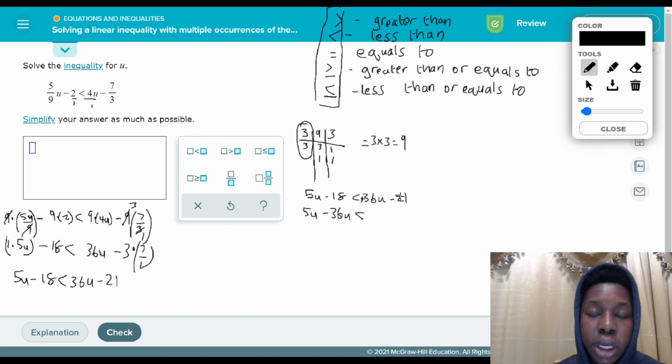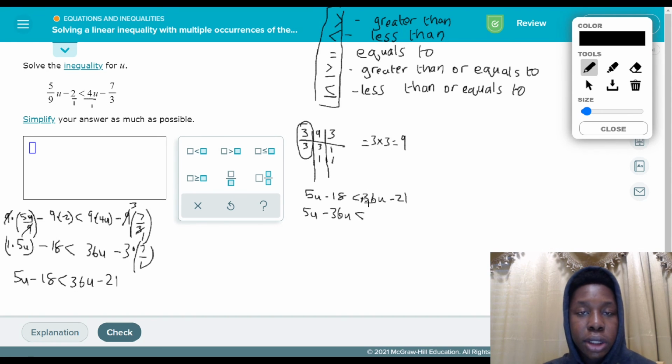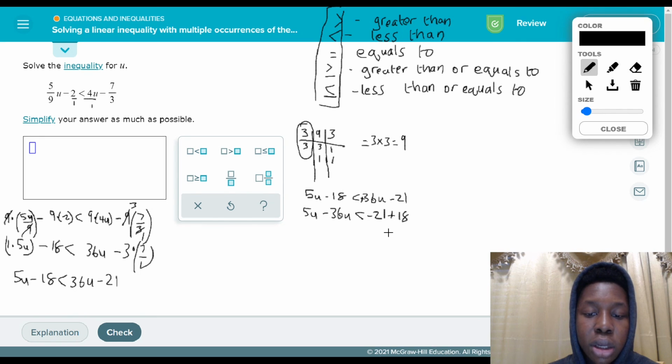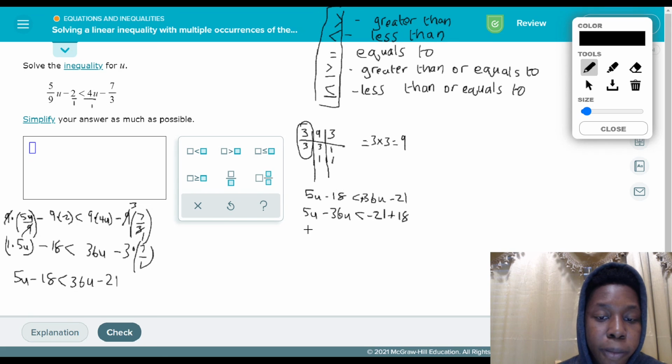Let's take minus 18 to this side of the equation. When we take minus 18 to the other side, it turns into a positive 18, because we're switching sides. So this turns to minus 21 plus 18. Now we're left with 5u minus 36u here and minus 21 plus 18. What is left for us to do is to simplify both sides. 5u minus 36u equals minus 31u, that is less than minus 21 plus 18, which equals minus 3, right?